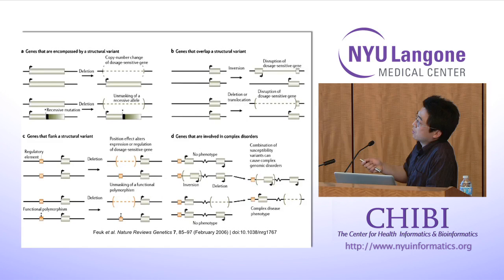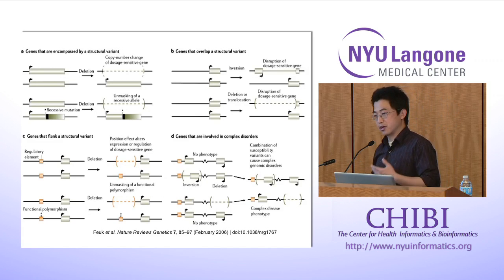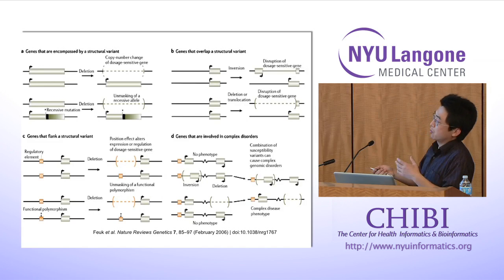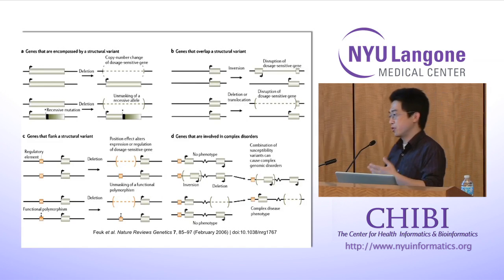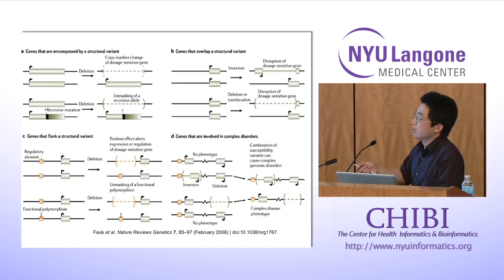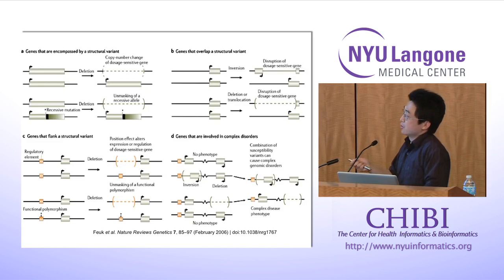So deletion of one copy of a gene will, for dosage sensitive genes, give a low expression of that gene. Also, deletion of a gene sometimes will unmask recessive mutations. So when you do your sequence study, you get mutations. You probably want to also look at the copy number status to see whether there is a situation like this there.